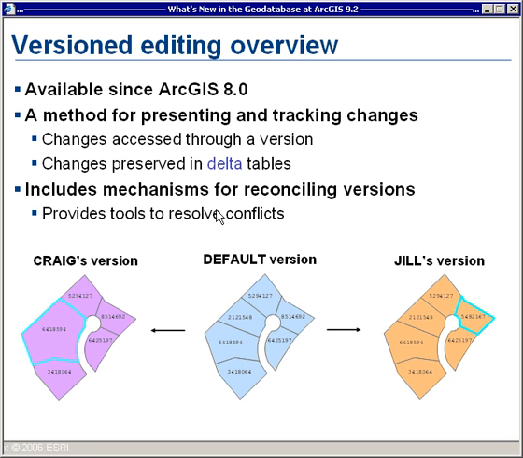For example, on the slide, you see we have three versions. We have the default version, we have Craig's version, and we have my version. In each version, the parcels feature class is visible. However, in each version, the edits that we see are slightly different. So in Craig's version over here, we see that he's merged two of the parcels together. In my version, I see those original two parcels, but I see an attribute change on a different parcel.